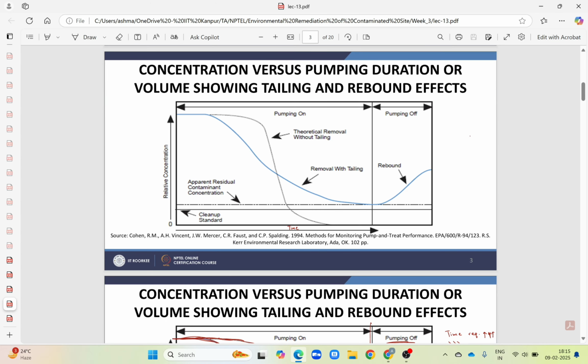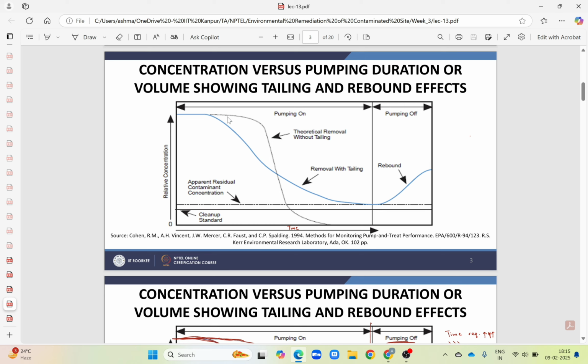So, depending upon the type of pollutant, the contaminant can be present in the aqueous phase, only in the dissolved phase, or it can be sorbed on the soil or sediment particles, or it can be a non-aqueous phase liquid, which can be either at the top or at the bottom of the aquifer.